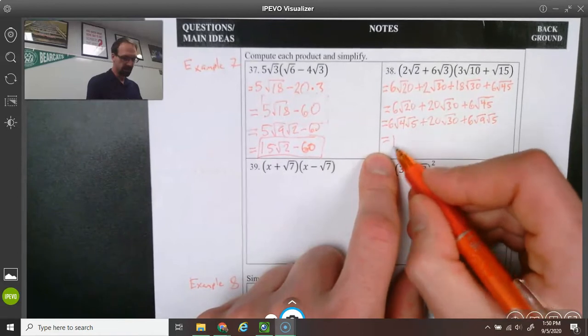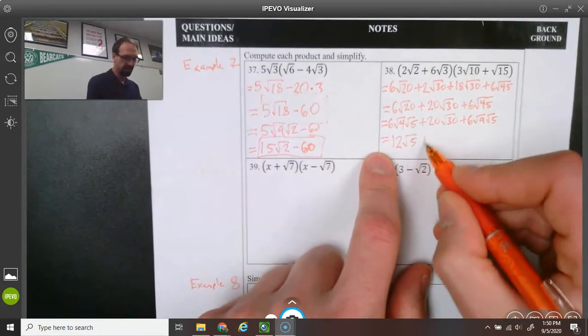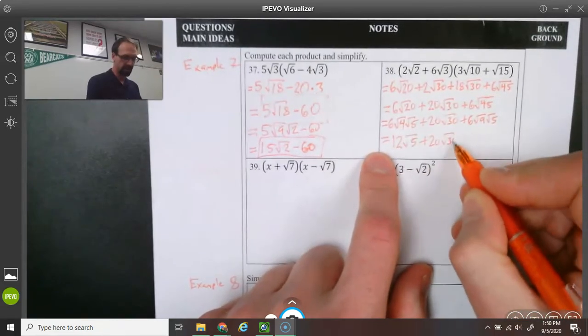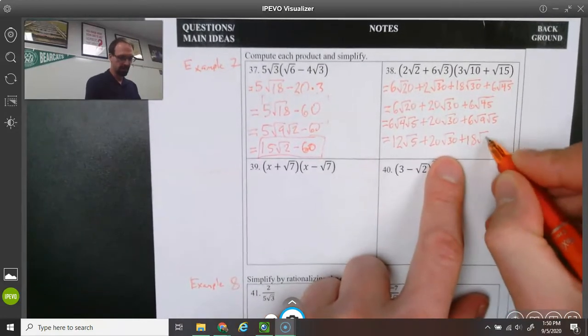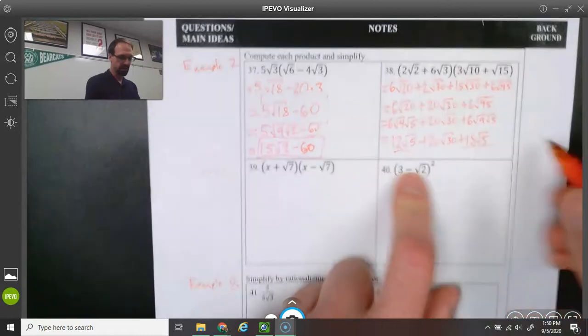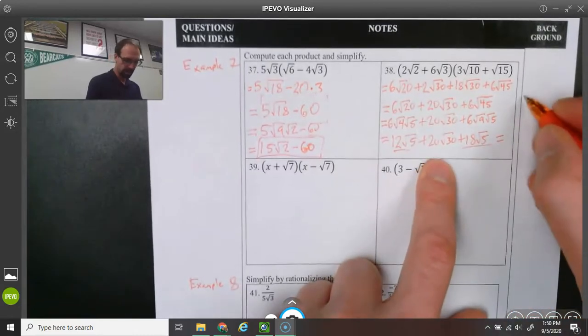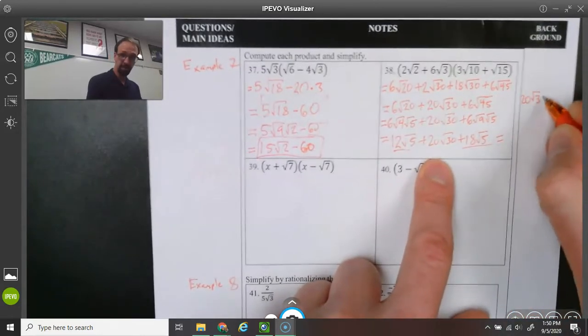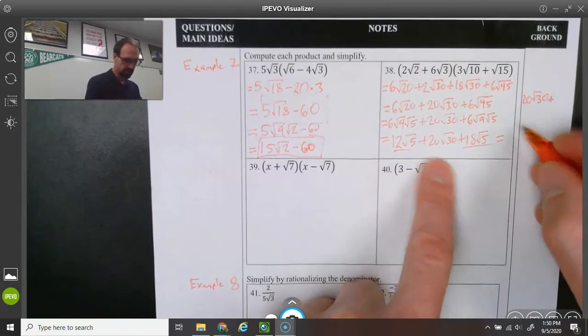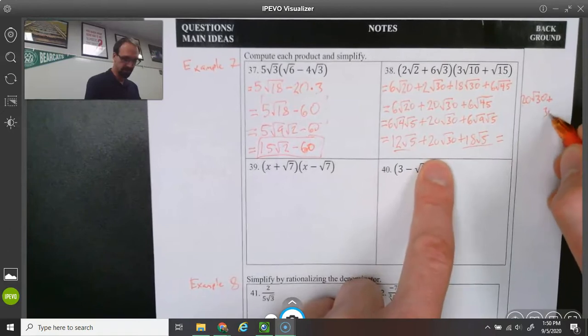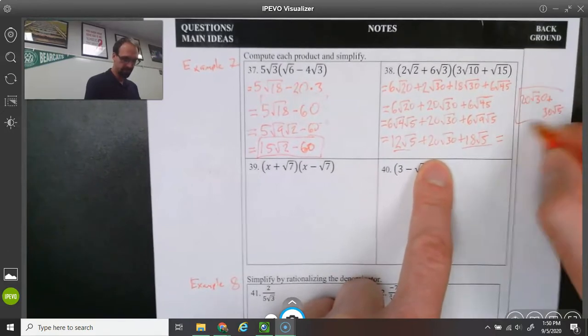6 times 2 is 12, so I have 12 radical 5, plus 20 square root of 30, plus 18 square root of 5. These two can combine. So I have 20 square root of 30 plus 30 square root of 5.